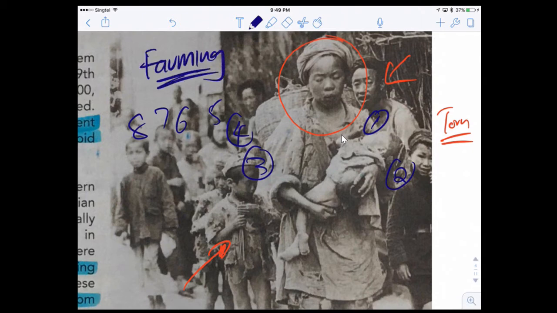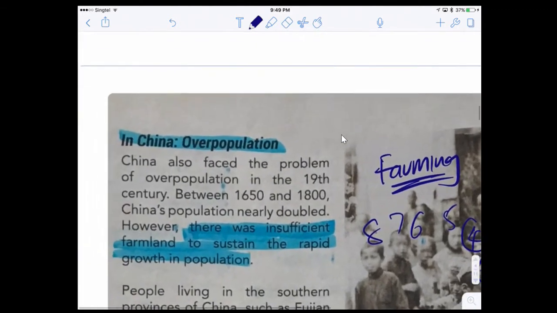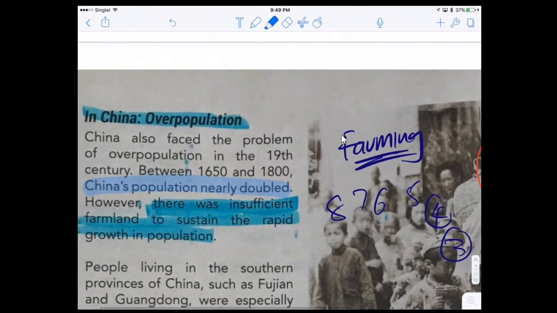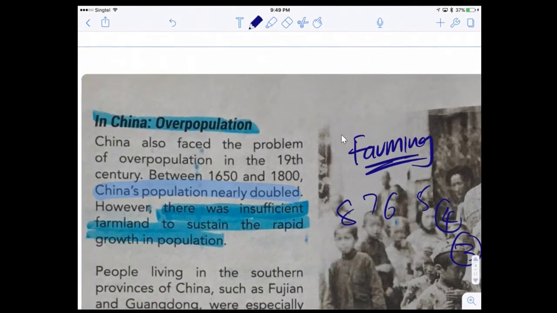Farming. In the past, people believed that the more kids you have, the more hands you have to work. But what happens is that if everybody thinks this way, then there will be too many people. And that is called overpopulation. So this is what China faced in the past. The population doubled. Can you highlight along? The population nearly doubled. So when you double, you don't have the farmland to sustain the population, because people needed farmland to grow crops. Am I right?